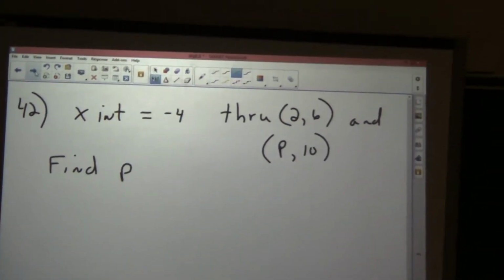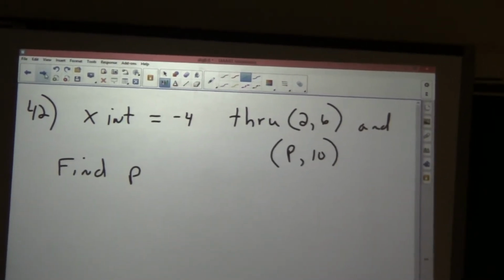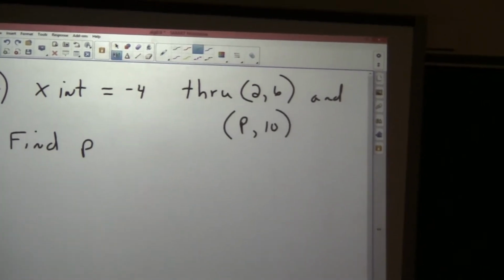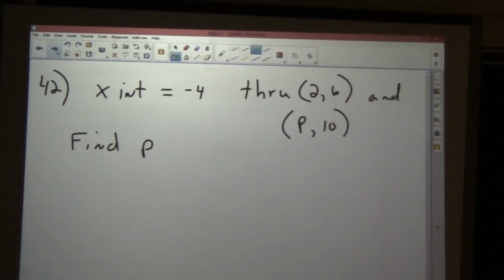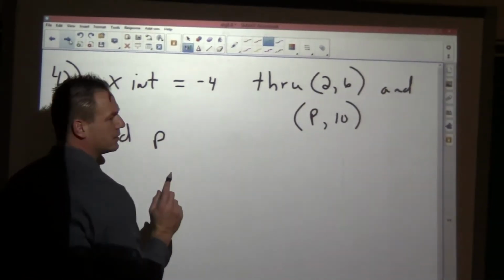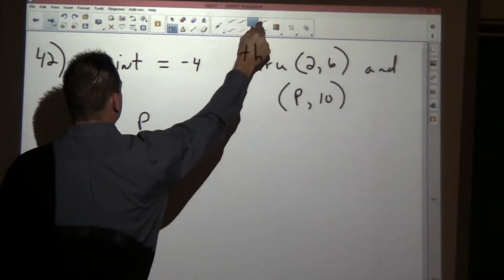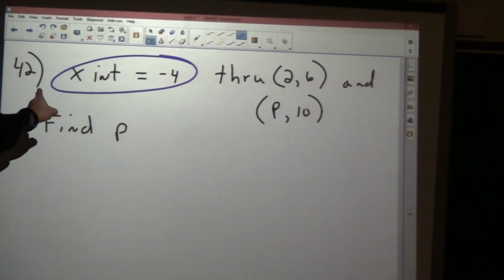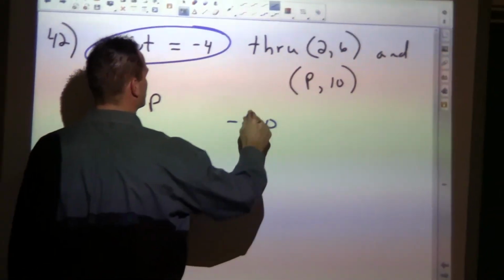Last one. A line with an x-intercept of negative 4 and passes through the point 2, 6 and point P, 10. Find P. All right? Well, they've given me 1 point, a second point which I don't know the x-coordinate, but they actually gave me another point. What are the coordinates of the x-intercept here? Negative 4, 0. That's my other point.